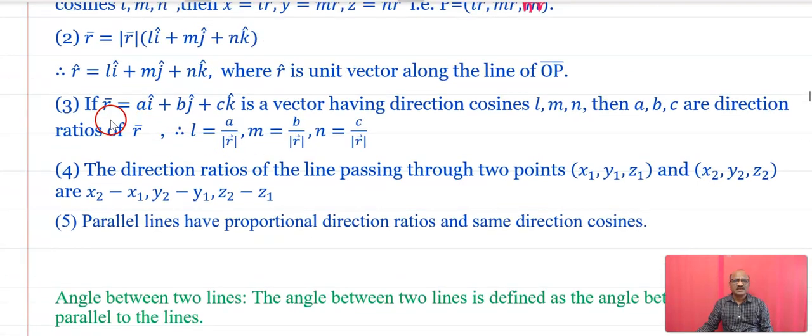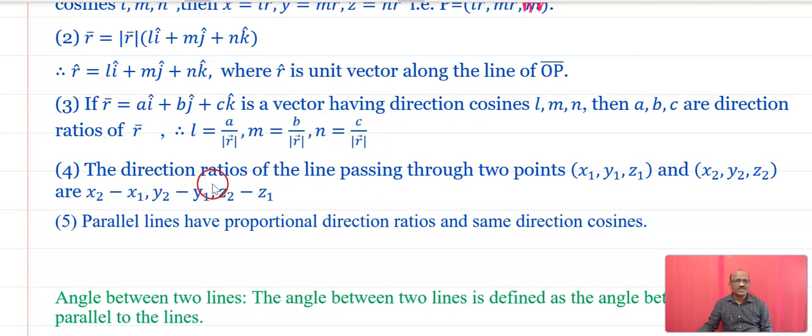Next, if R bar is equal to a i cap + b j cap + c k cap is a vector having the direction cosines l, m, n, then a, b, c are the direction ratios of R. l is equal to a upon mod of R bar, m is equal to b upon mod of R bar, n is equal to c upon mod of R bar.